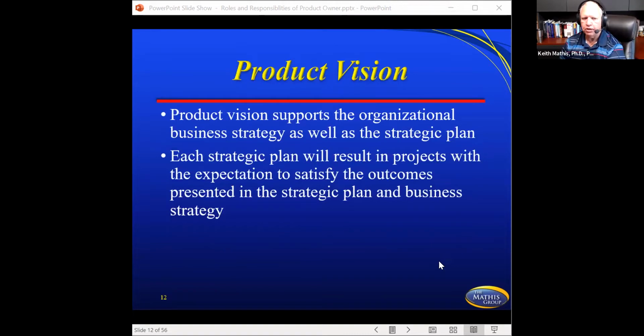So your product vision supports the organization, business strategy, as well as strategic plan. And that makes sense. That would be true. Each strategic plan would result in projects with the expectation to satisfy the outcomes presented in the strategic plan and business strategy. So even though you're doing an Agile project, that customer knows what their department goals are, what their agency goals are, what their strategic plan is going to be, and they would know whether or not this is aligning to support any of those goals.